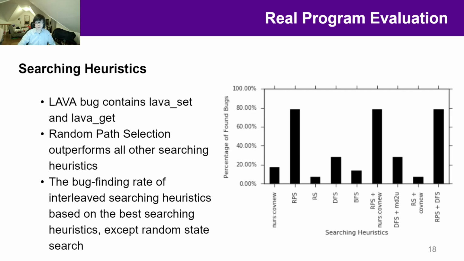For example, KLEE identified 8 bugs with DFS, but when interleaved with random path selection, KLEE could find 22 bugs with a different order and time cost. It's the same situation when random path selection is combined with a non-uniform random search. We also found a counterexample, which is random state search. It might be caused by the construction of LAVA bugs.